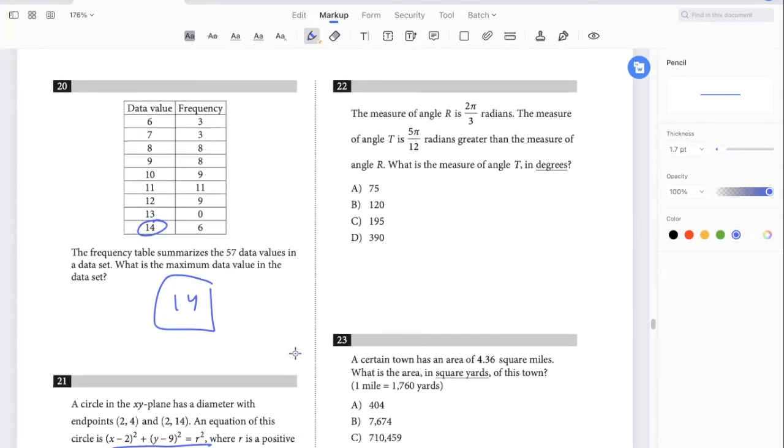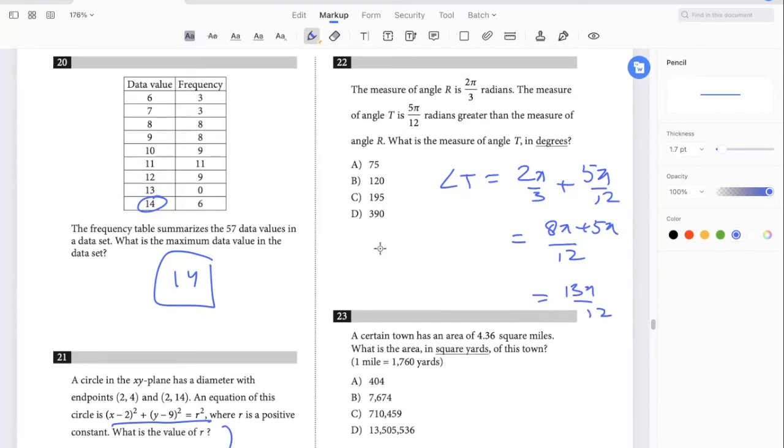The measure of angle r is 2 pi by 3 radians. The measure of angle t is 5 pi by 12 radians greater than the measure of angle r. What is the measure of angle t in degrees? Okay. So angle t will be 2 pi by 3 plus 5 pi by 12, right? So that's in radians. So this is 8 pi plus 5 pi over 12. So 13 pi by 12 radians.